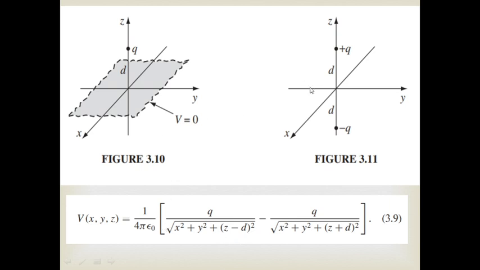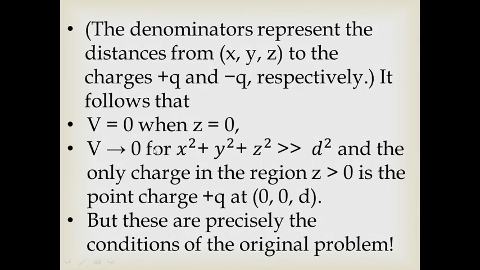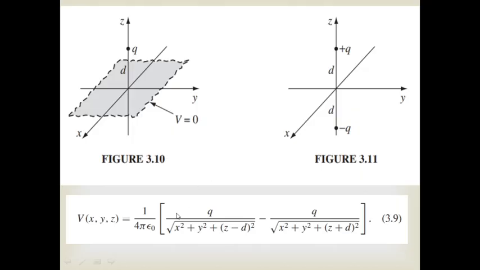So, at z equal to 0, that means the xy plane at z equal to 0, everywhere the potential is going to be 0. So, it satisfies the first boundary condition. Now, for the second boundary condition, if we consider x square plus y square plus z square is greater than d square, then what will be the potential? In this equation, if we substitute that, d can be neglected, and the two terms are almost the same, which indicates that the potential tends to 0.